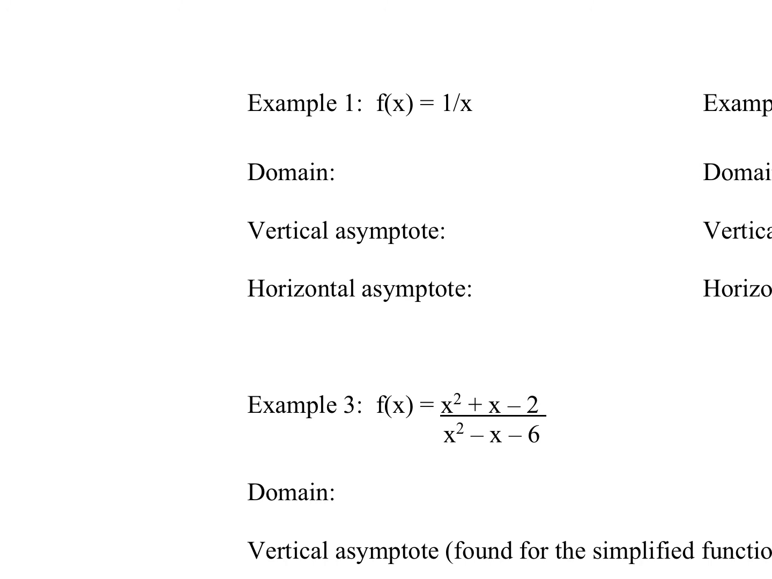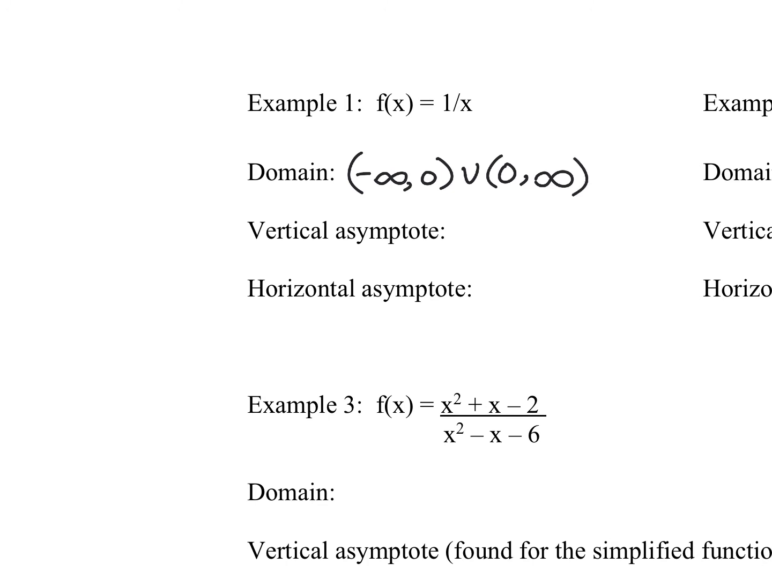1 over x. Well, I can never divide by 0, so the restriction in my domain, the point of discontinuity, is going to occur at 0. We saw this already. Everywhere else, this function would be defined.